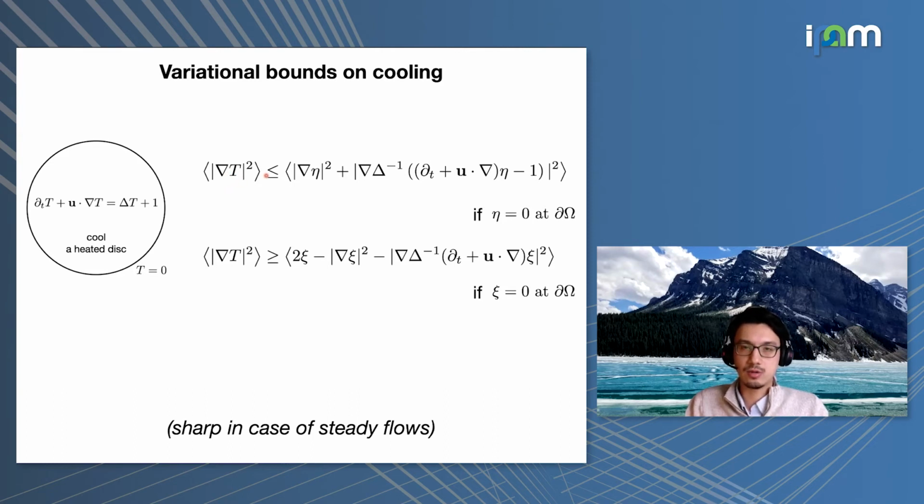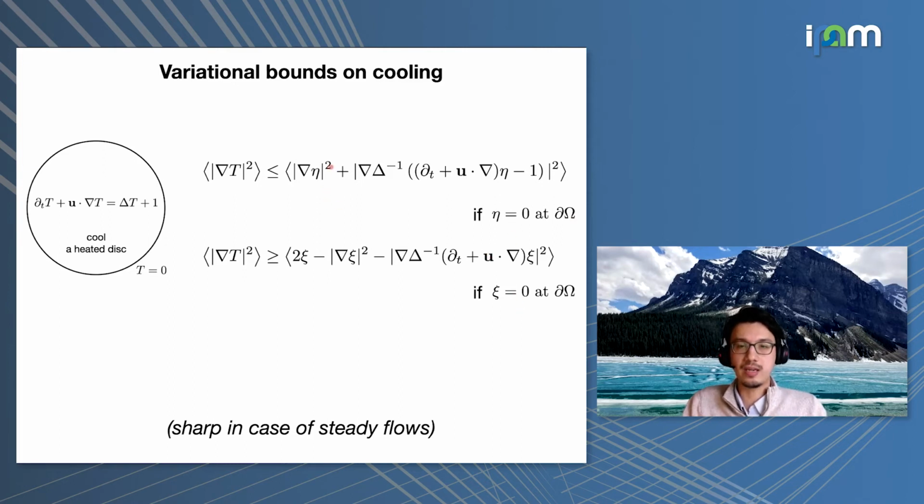And one thing that you can do is you can use a sort of test function method. This is not the background method. It's different. You can use test functions. I like to call them eta and xi to prove upper and lower bounds on the mean square gradient of temperature. That holds so long as your test function satisfies suitable boundary conditions.